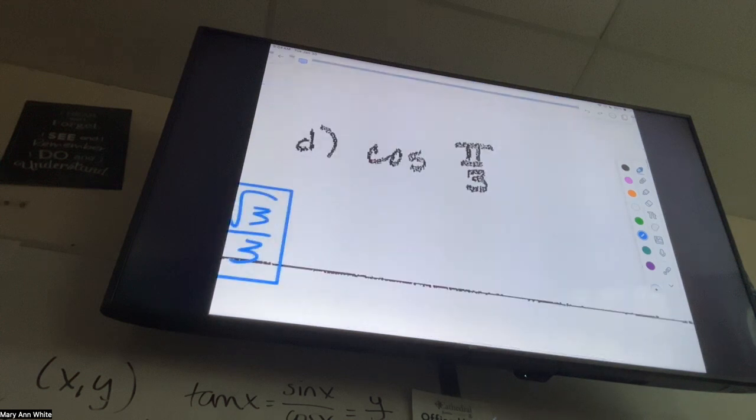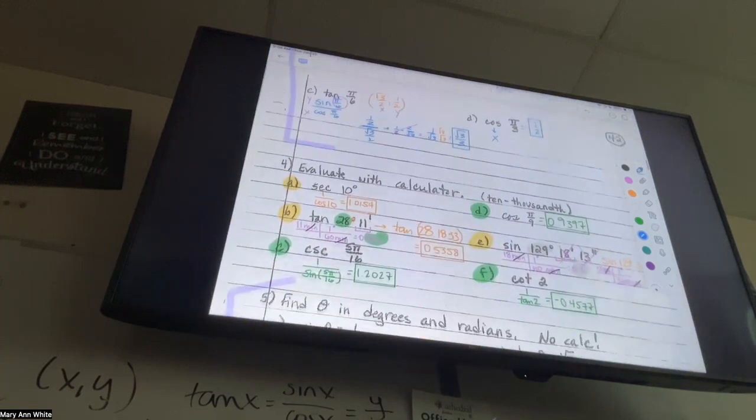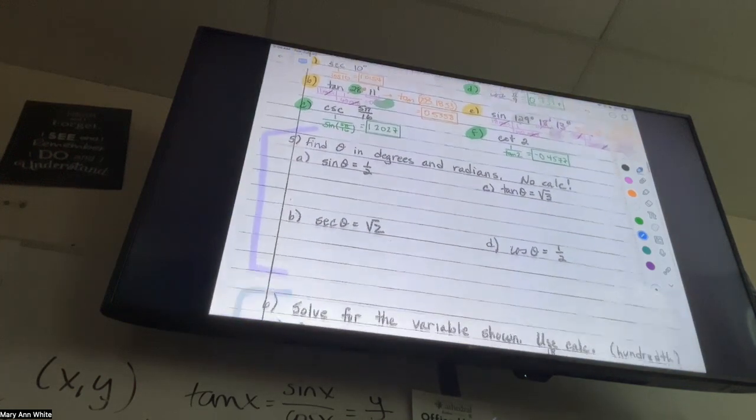The last one actually has no work. It says cosine of pi over 3. Cosine is which value? X. And what's your x value at pi over 3? 1/2. Good. All right. We did the next part, evaluate the calculator. Go ahead and jump down to number 5.